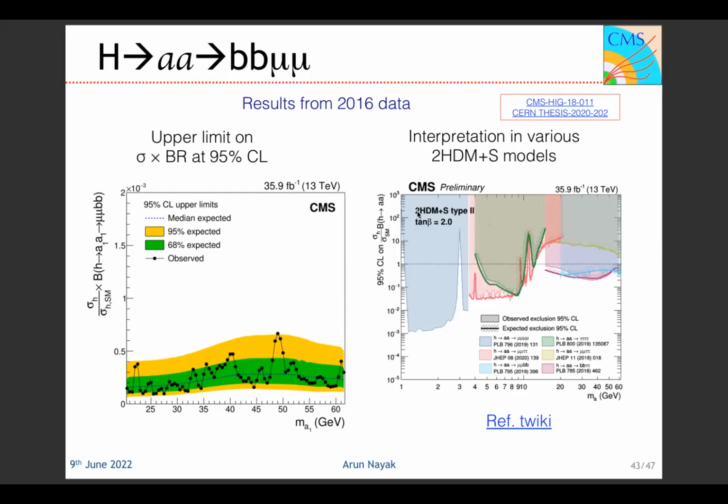So here is one of the interpretations into the two-Higgs-doublet model plus singlet, type 2 scenarios with tan beta equal to 2. And this one contributes particularly in this high mass 20 to 60 GeV region here. And there are other channels which can extend up to almost higher masses.